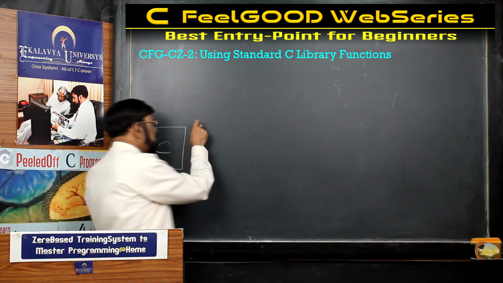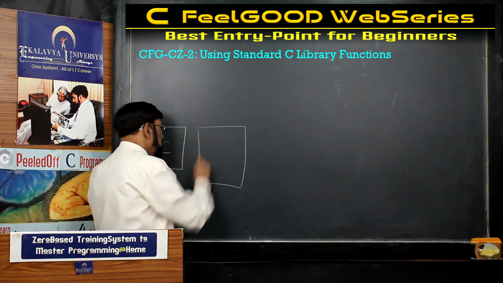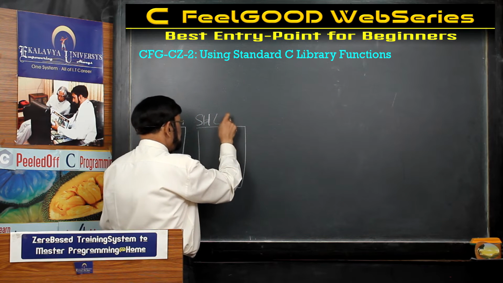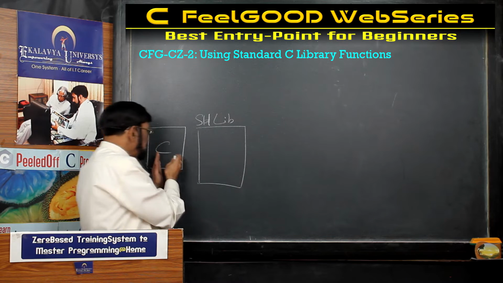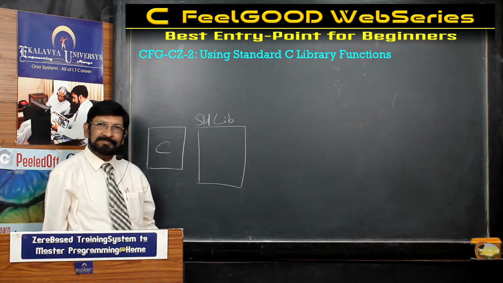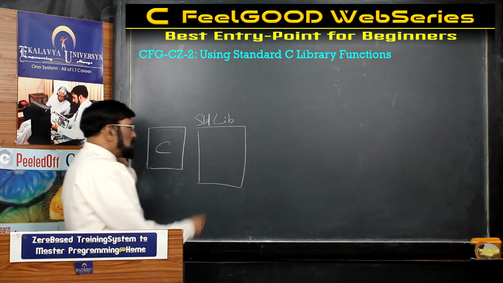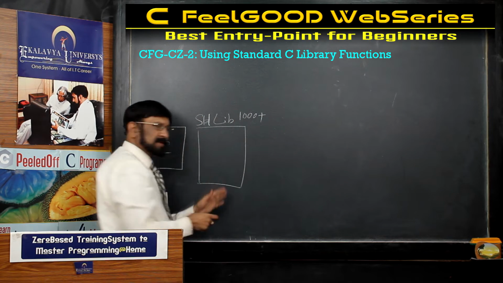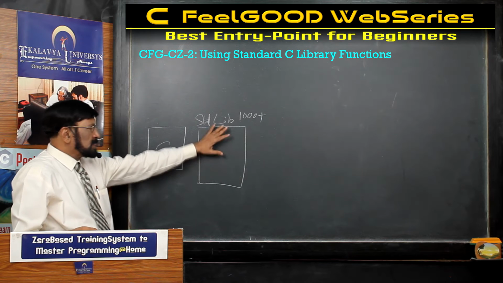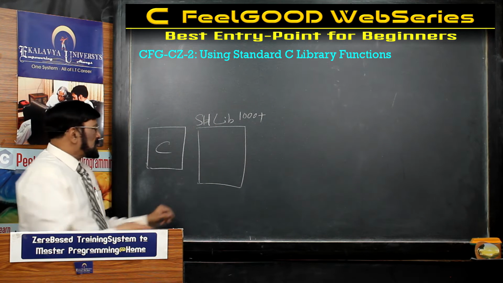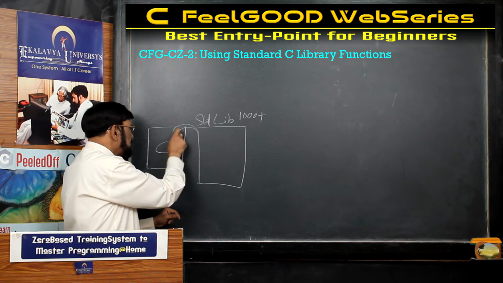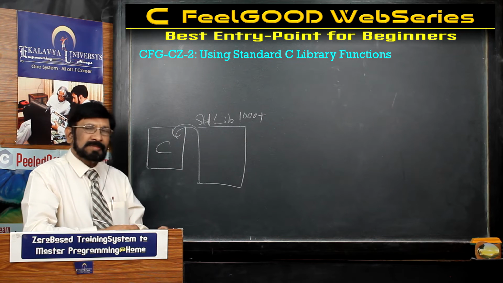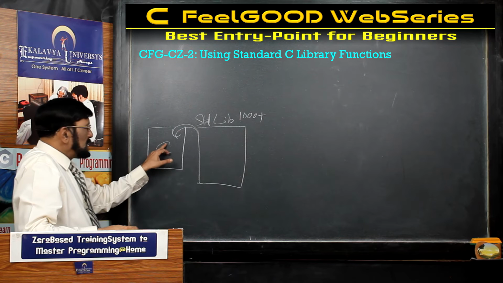But another part is there that is very core. This is the standard library. Standard library is not part of the C language. Okay, what I told you here, 1000 plus ready-made functions are there. 1000 plus ready-made functions are there. What for? In order to provide services to develop programs and projects. Okay, that's good. But it is not part of that.